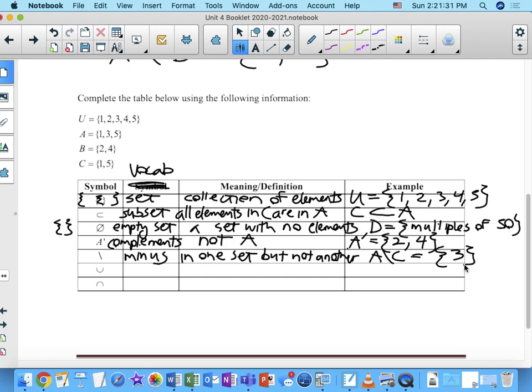Okay, this symbol over here is union. Okay, and it's all of the elements in both sets. Right? And the other thing that you want to think about is the word or. Okay? So if, for example, I did, I don't know, B union C. If I joined those two sets together, I would get 1, 2, 4, and 5.